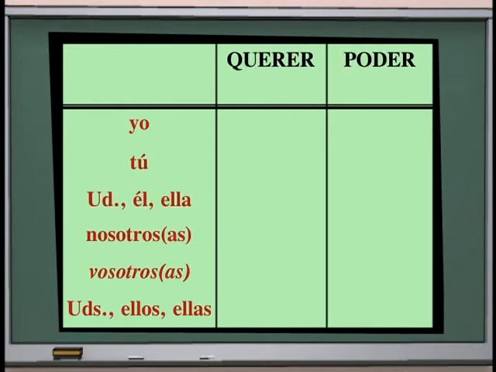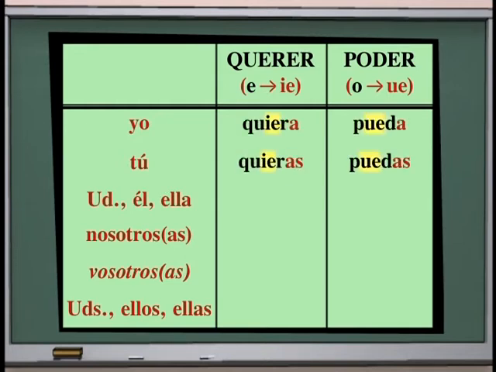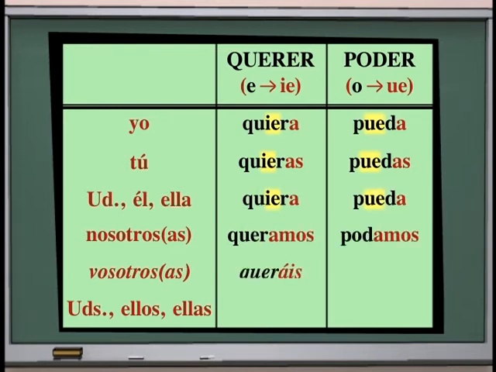Most stem-changing verbs have the same stem change in the subjunctive as they have in the indicative. For instance, in the verb querer, the e changes to ie. And in the verb poder, the o changes to ue. Quiera, pueda. Quieras, puedas. Quiera, pueda. Queramos, podamos. Queráis, podáis. Quieran, puedan.